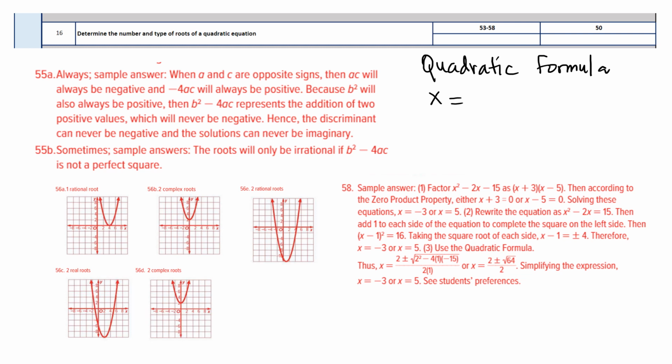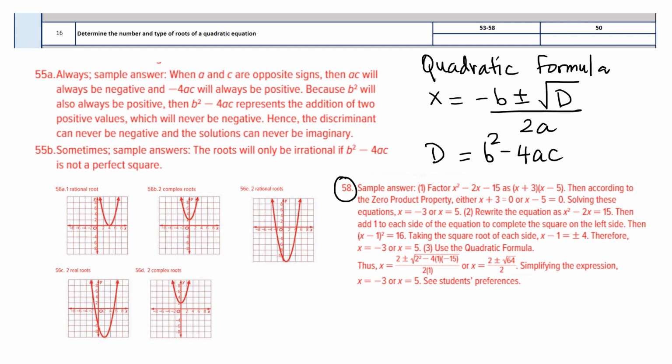So what is this formula? Minus b plus minus square root of D, all over 2a. What is this D? D is your discriminant. You already know, b square minus 4ac. So you have to use this formula, and then you will be getting your answer for question 58. So the two roots that you will get for question 58 will be x equal to 5 and x equal to minus 3. Again, you will just plug in the values of a, b and c from the equation and get your answer.